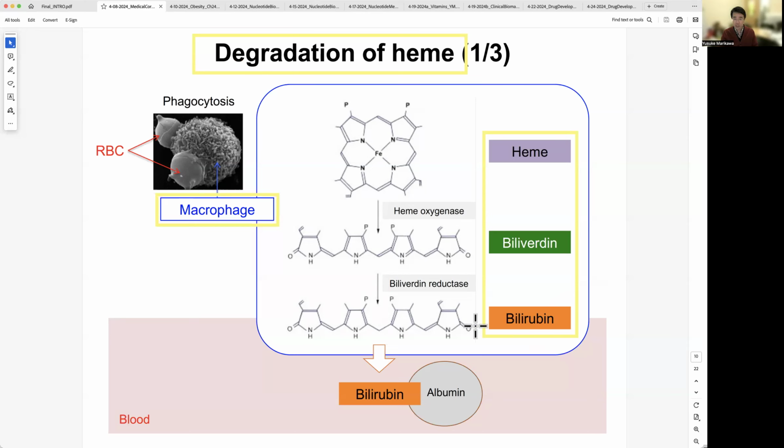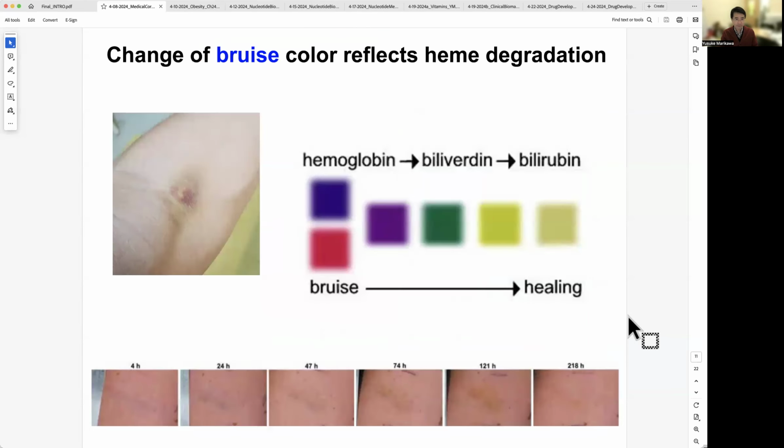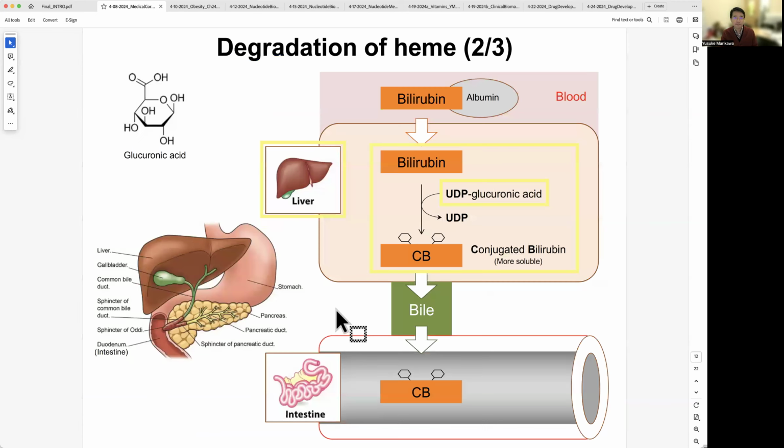Now macrophage is going to spit it out into the bloodstream, but it's bound by this albumin protein. But anyway, right now the focus is macrophage is doing this initial degradation and the changes of this heme to bilirubin, intermediate biliverdin, and the color is green for biliverdin, orangish for bilirubin, because it's kind of related to the blue's color changing over time.